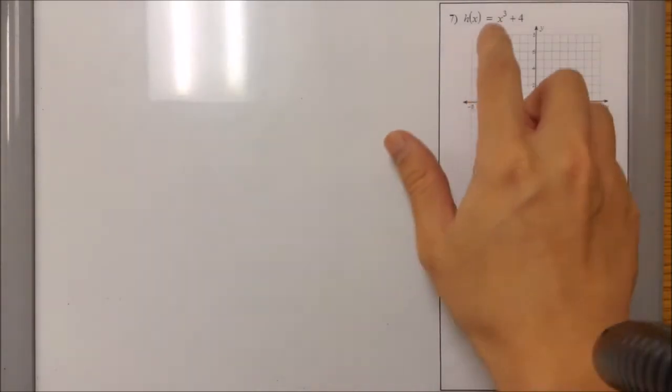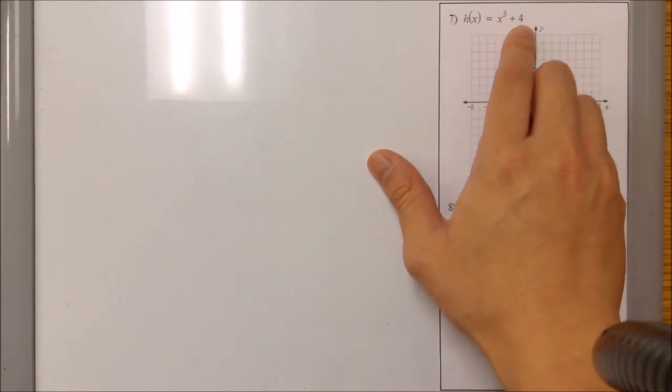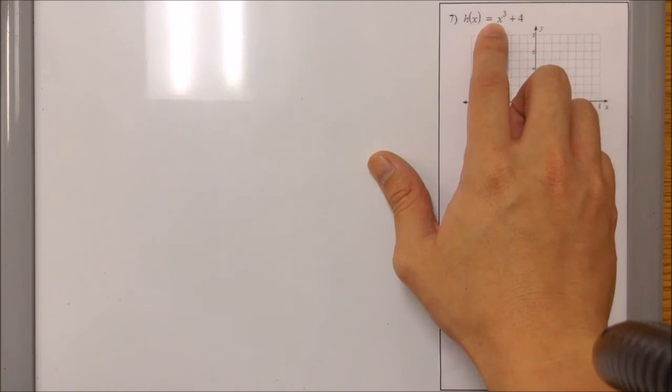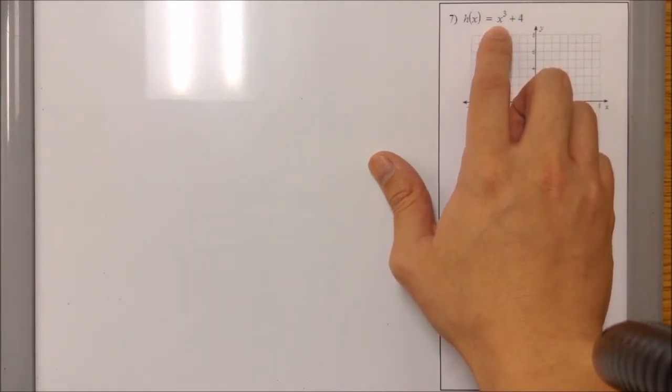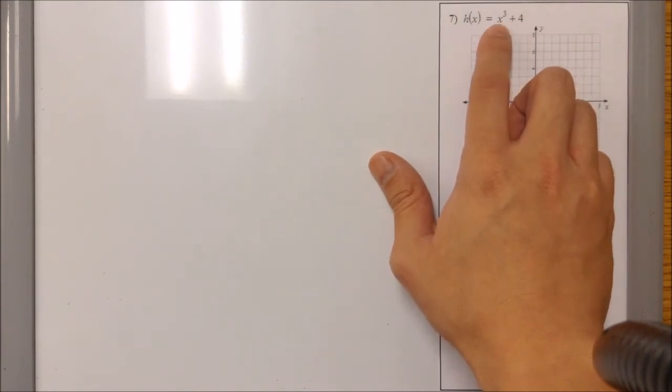Example 3, we have h of x equals x to the third plus 4. Now, here, the x does not have parentheses, meaning that there is no number within the function. But we do have a number that's after the function, the plus 4. So, just like in the last example, it had x minus 3 in parentheses squared. That minus 3 was within the function. Here, there is no number within the function.